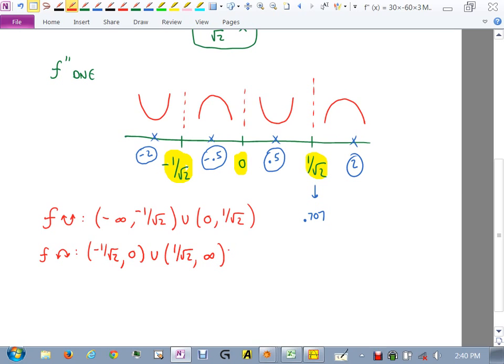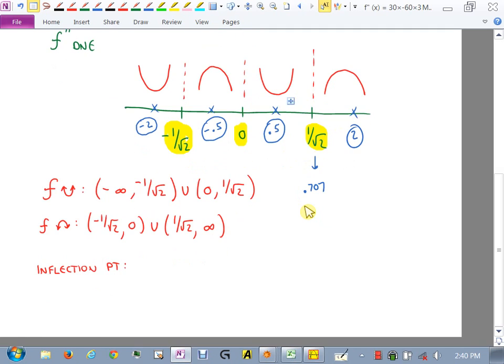Inflection points. Inflection points happen anywhere that there's a change in concavity. So we actually have 3 of them, don't we? It goes from smile to frown right here, then frown to smile, and then smile to frown. So all 3 of these points are inflection points. So you would have to plug them in. I'm out of time. You plug them in, and then the next one you'd plug in 0, get something, and then you plug in 1 over root 2 and get something. And where are you plugging those into? The original function.